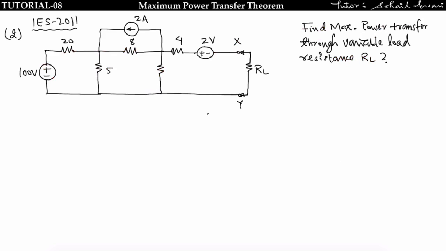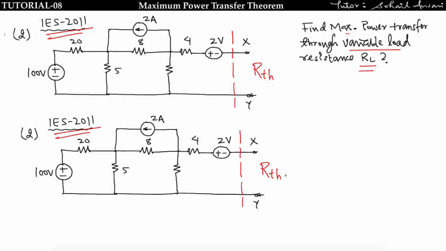Let's move to another problem. This problem has been asked in IES 2011. In this case, we have to find the maximum power transfer through variable load RL. Means we have to find the maximum power. So before finding the maximum power, first we will reduce this complex circuit into VTH and RTH. Okay, after that we will connect RL and find the maximum power.